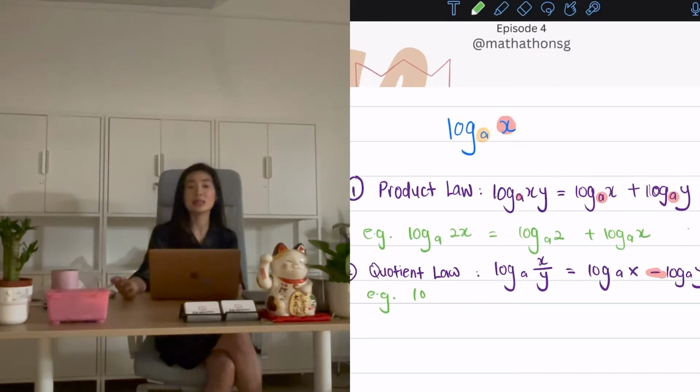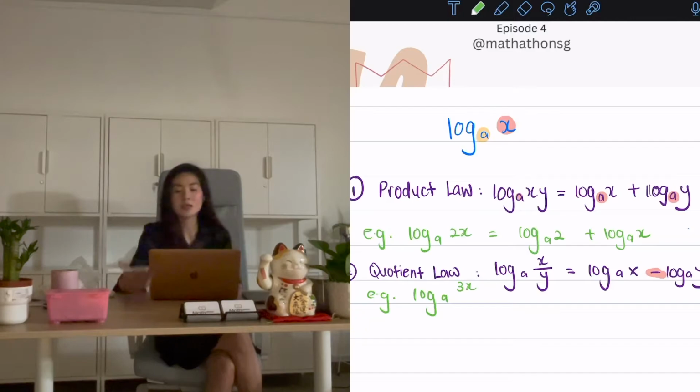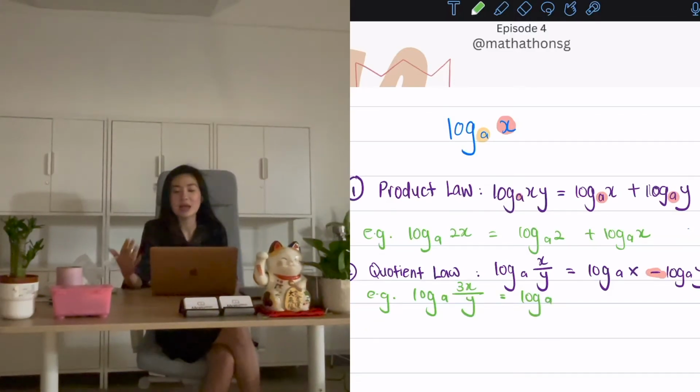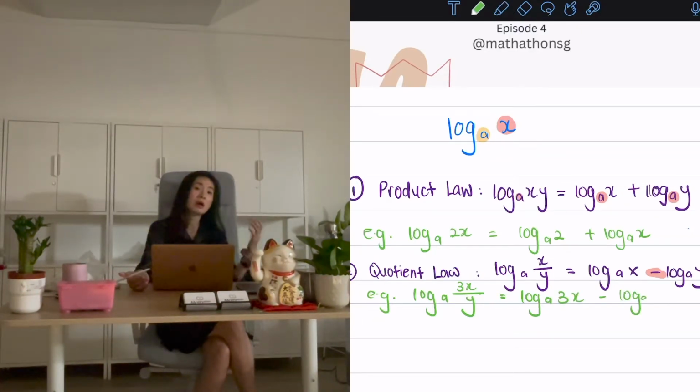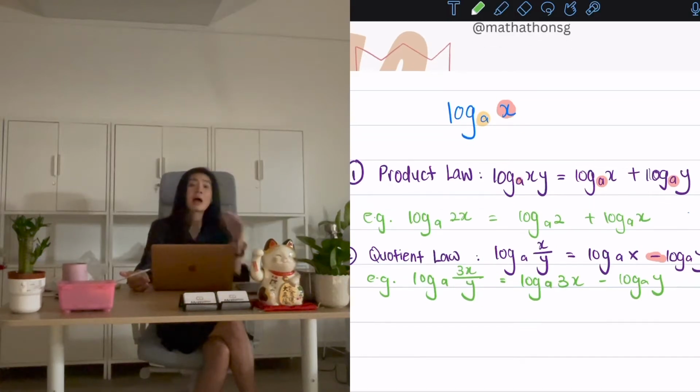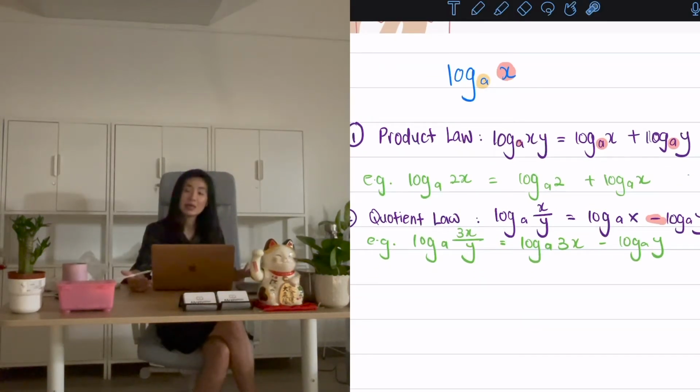Okay, so again, let me just come up with an example with you. For instance, if I have log a of 3x over y, it will be equivalent to log a 3x minus log a y. It's very straightforward here.